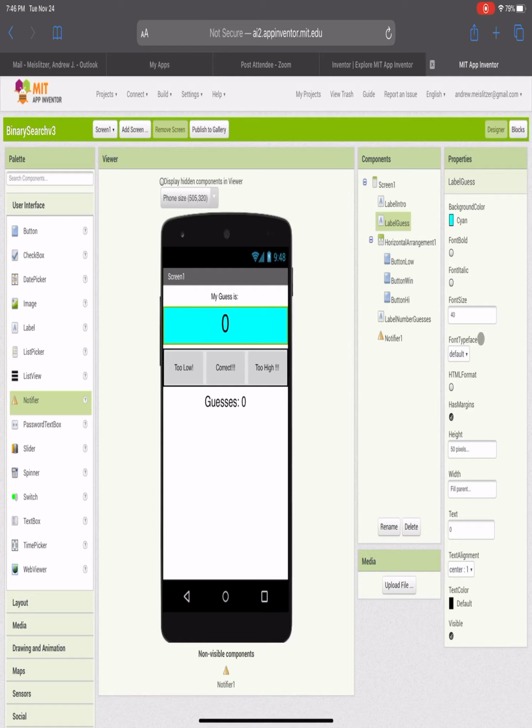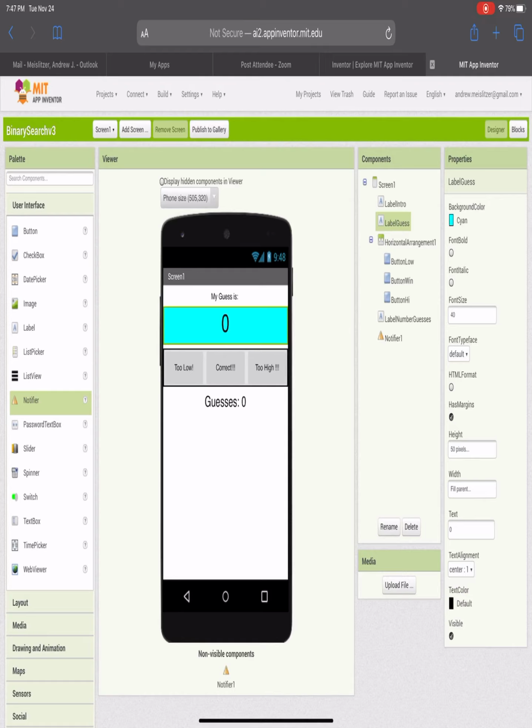And then I changed the font size to 40 because I wanted the number to be a little bit bigger. And then I went down to the height. I changed the height specifically to 50 pixels because I didn't want it to be super huge. All right, so I stretched this out to 50 pixels. And then I went to width, and I did a fill parent on the width, so it stretched across. And then for text alignment, rather than having the 0 here on the label, I wanted the lettering to be within the middle of this label. So I clicked on this and did a center justify on the text alignment.